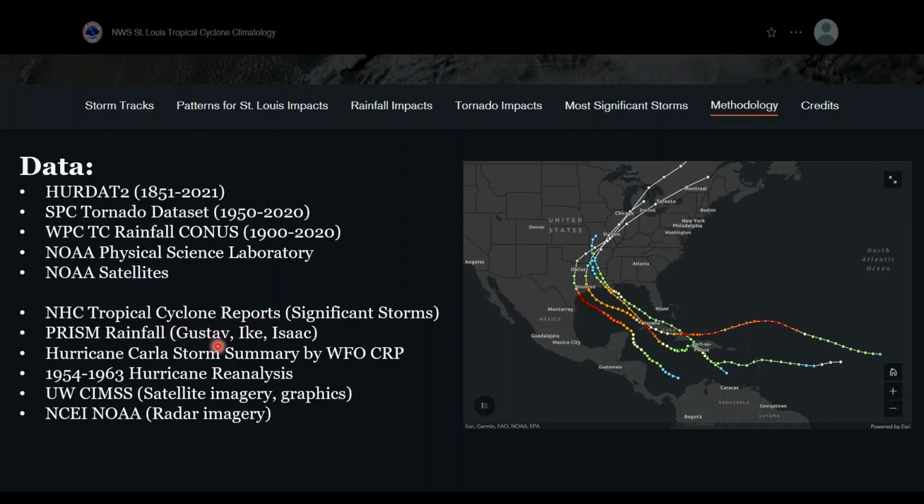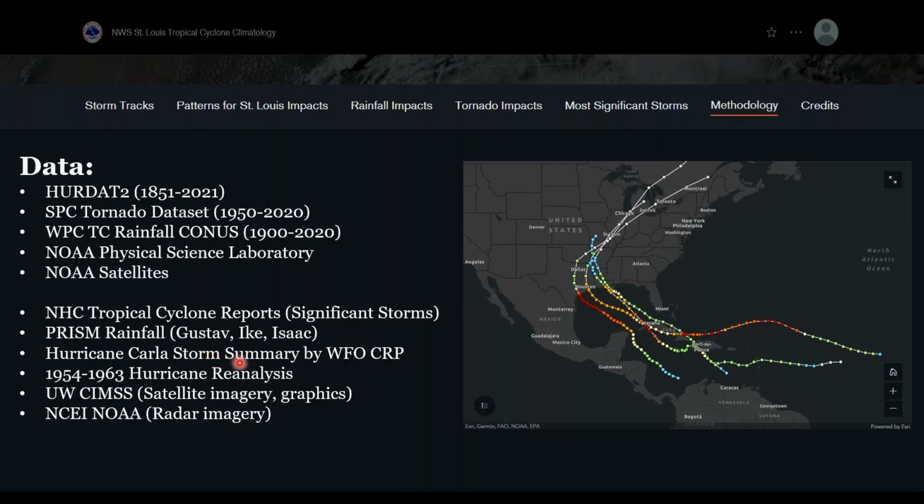The PRISM rainfall was actually employed for the Gustav, Ike, and Isaac cases because we wanted a little bit finer resolution QPF map to make it more apparent some of the more nuanced rainfall patterns that occurred with those storms, and that data was available only from 1980 to present, so we weren't able to do it for all of our top 5 rainfall cases, unfortunately.